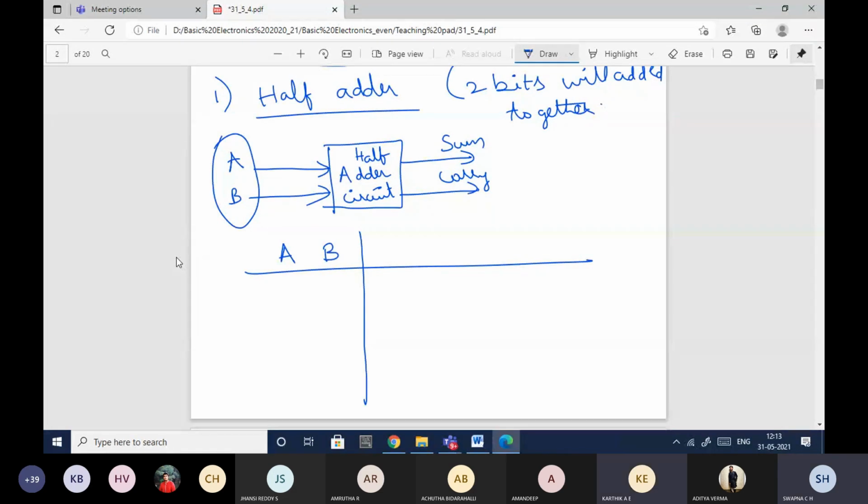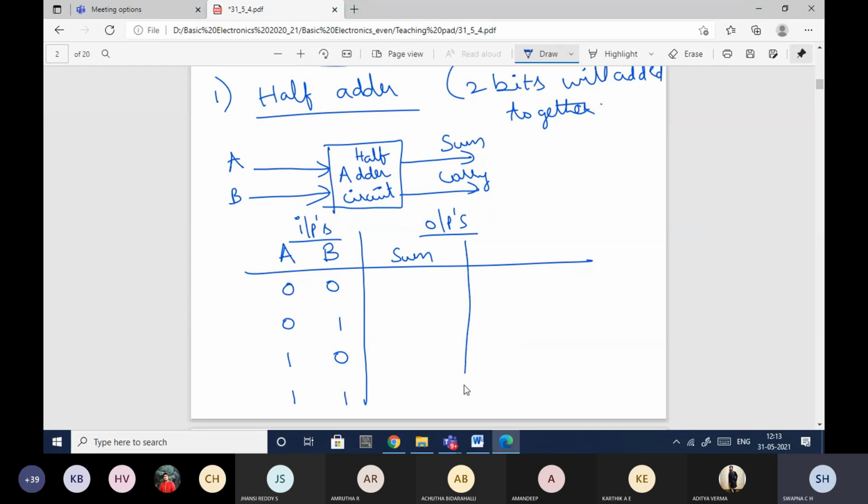Four combinations: 0 0, 0 1, 1 0, 1 1. I'm giving two inputs to the half adder circuit, and it will give me two outputs, sum and carry. My outputs are nothing but sum and carry.